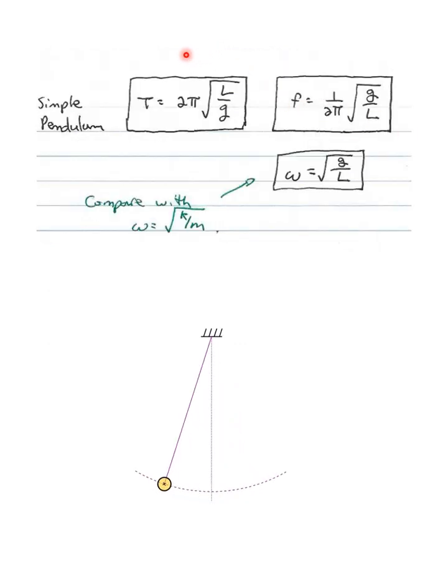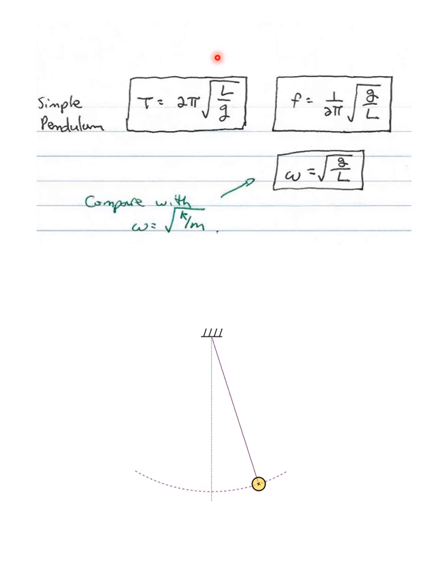So there it is for a simple pendulum. These two equations are the main ones you're going to use for a pendulum. Period is 2 pi times the square root of length over g. Frequency is the reciprocal of that, so 1 over 2 pi times the square root of g over L.